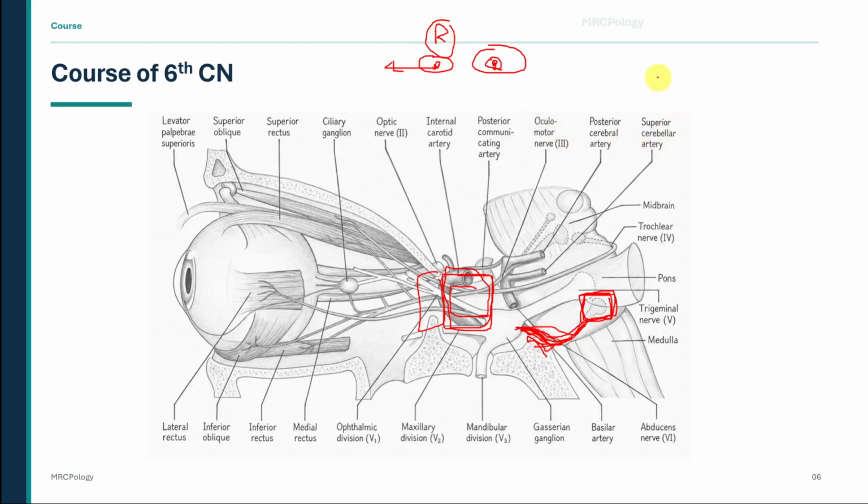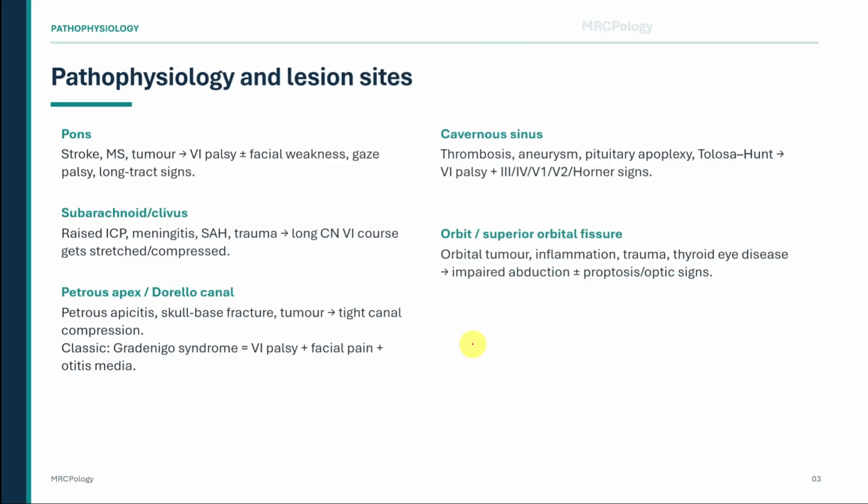A patient with recent otitis media develops facial pain and horizontal diplopia due to impaired abduction. What syndrome should you think of, and where is the sixth nerve being affected? The answer is Gradenigo syndrome, due to petrous apicitis affecting the sixth nerve around the petrous apex or Dorello canal.